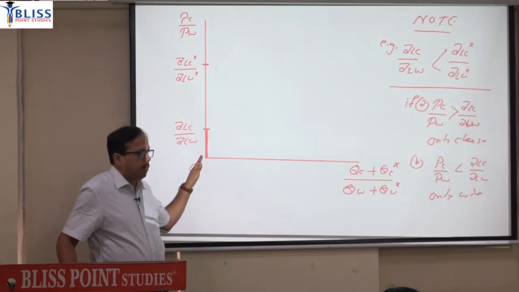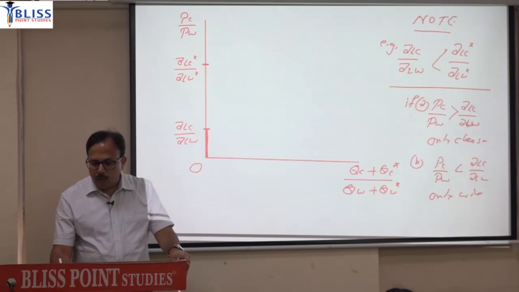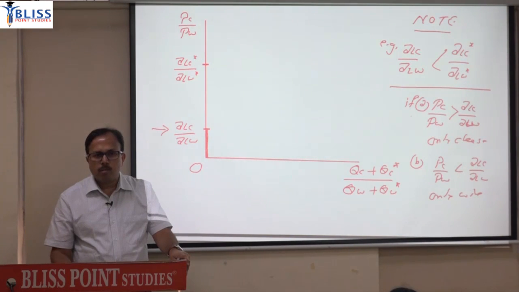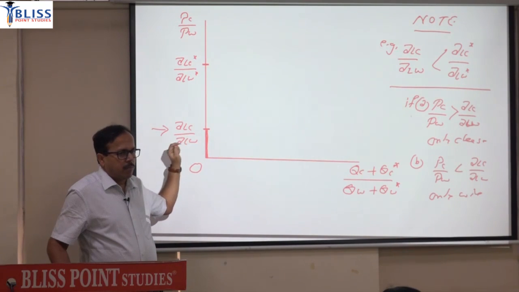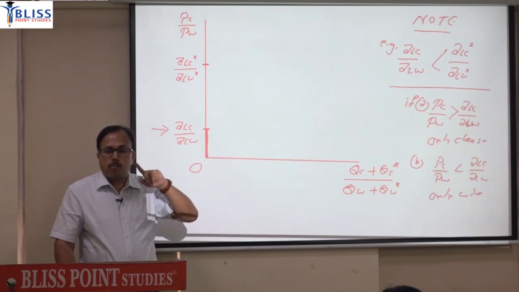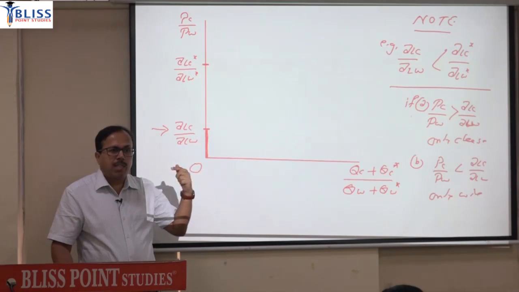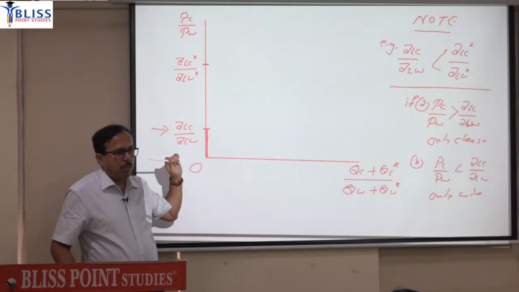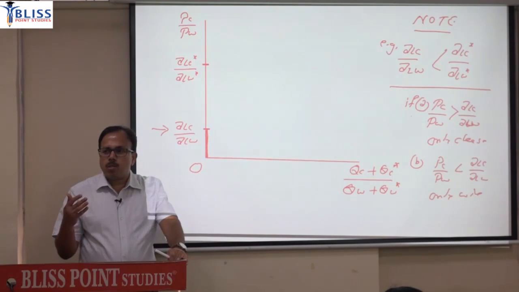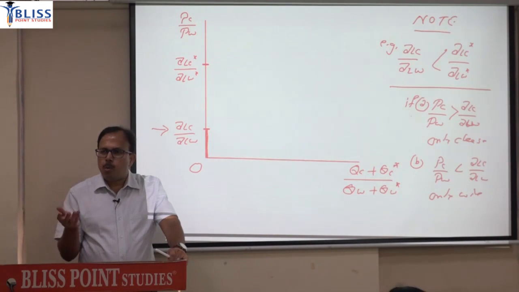रिलेटिव क्वांटिटी 0 है अभी. If it is equal to this number, then what will happen? I discuss this range. Consider equality. Equality means PC by PW is equal to ALC by LW, but that number is less than ALC star by LW star. So foreign country will still produce only wine, but home country can produce cheese and wine both.